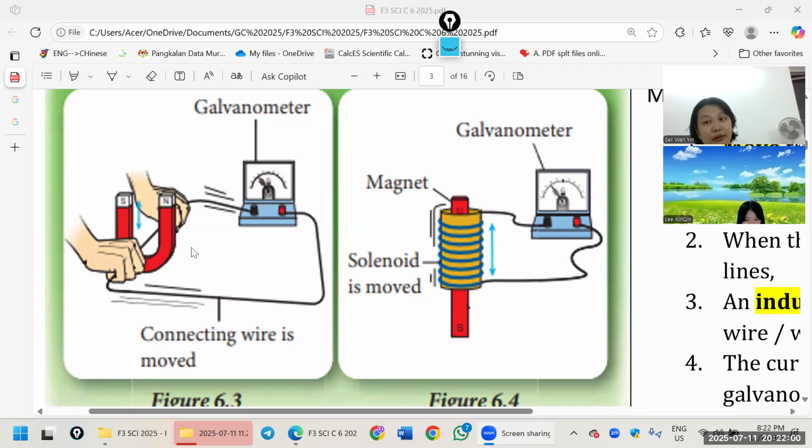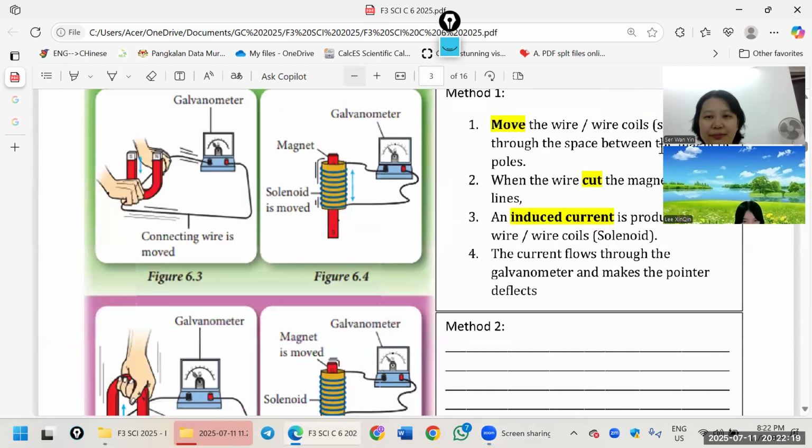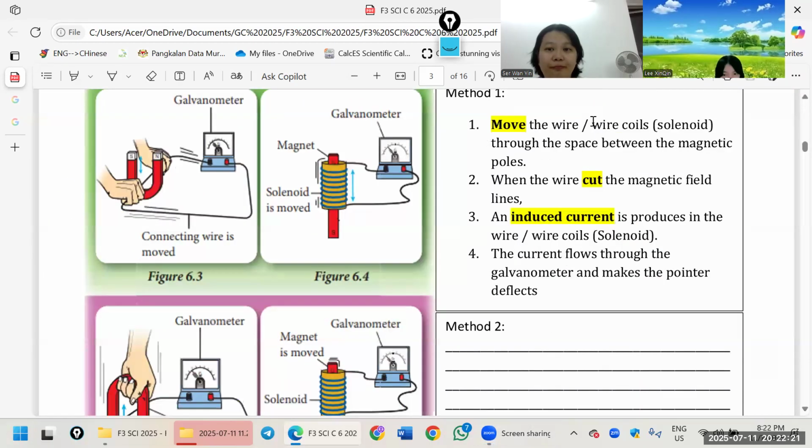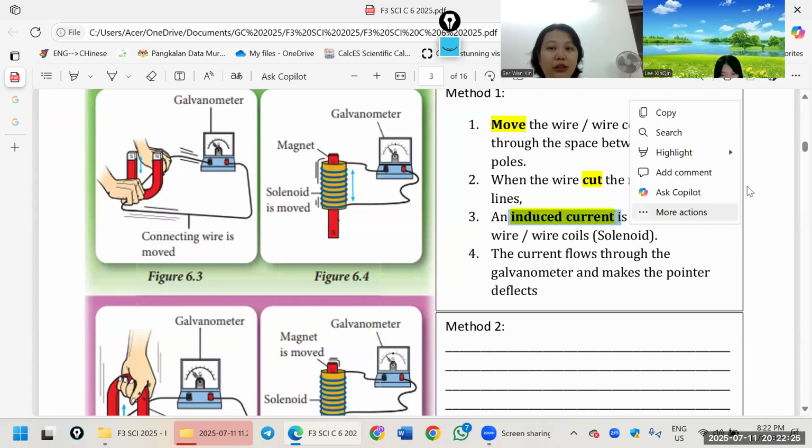If you say current is produced, you must describe what current. Where are you read first? Induced current must mention.